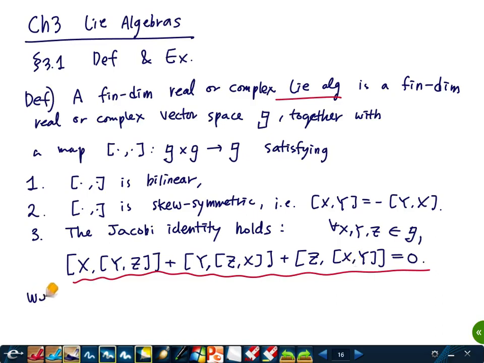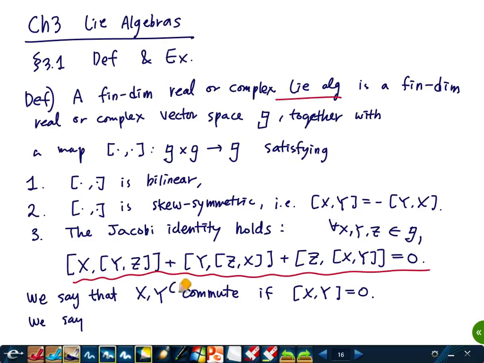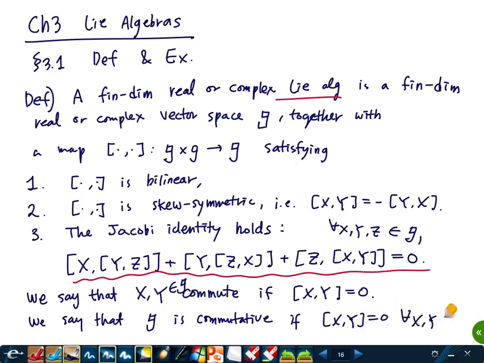And we say that x and y in the Lie algebra commute, two elements commute, if their bracket is 0. And we say that the Lie algebra G, so these are just the elements in G, we say that the Lie algebra G is commutative if every two elements commute, for all x, y in G.